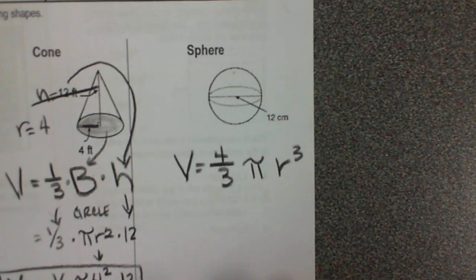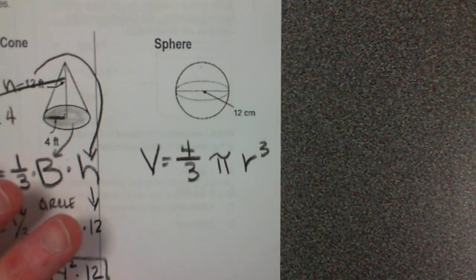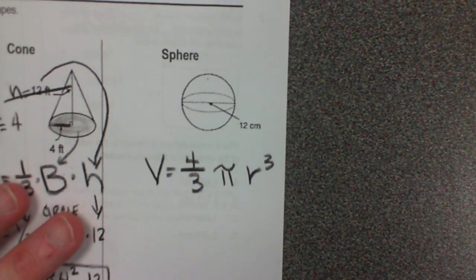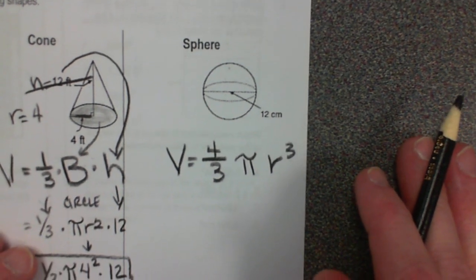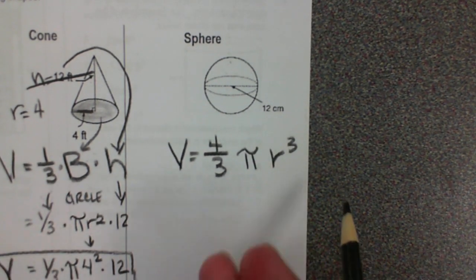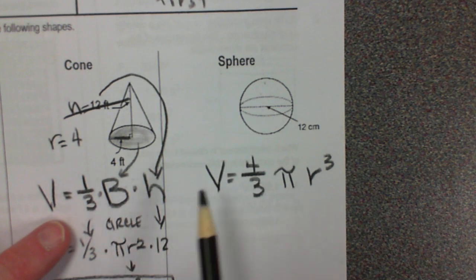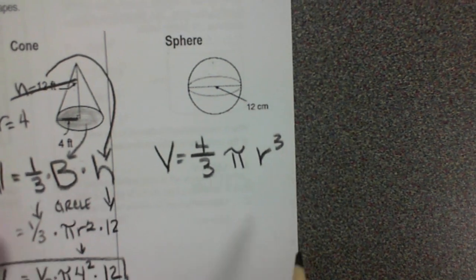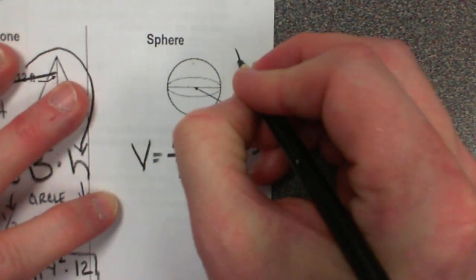All right, the sphere is the last one. I think this is the easiest one. Anybody have any idea why I think it's the easiest one? Yeah, it just has a radius. There is no capital B because really it's not considered a base because it's inside the object. So we just have to go find the radius.